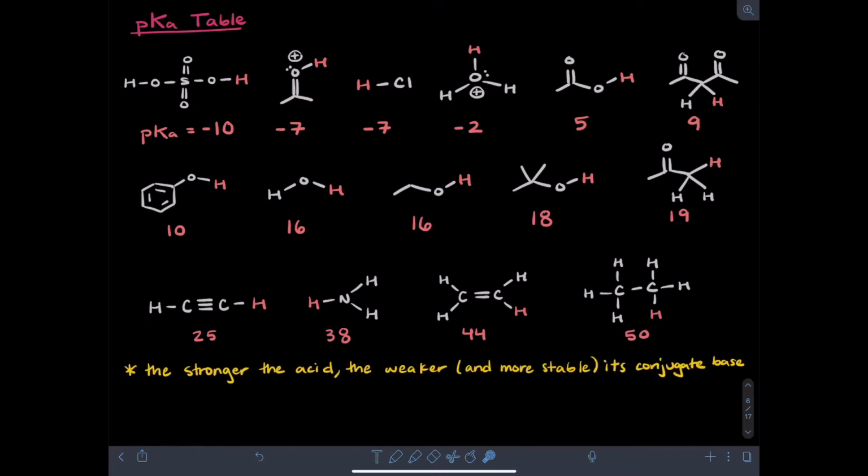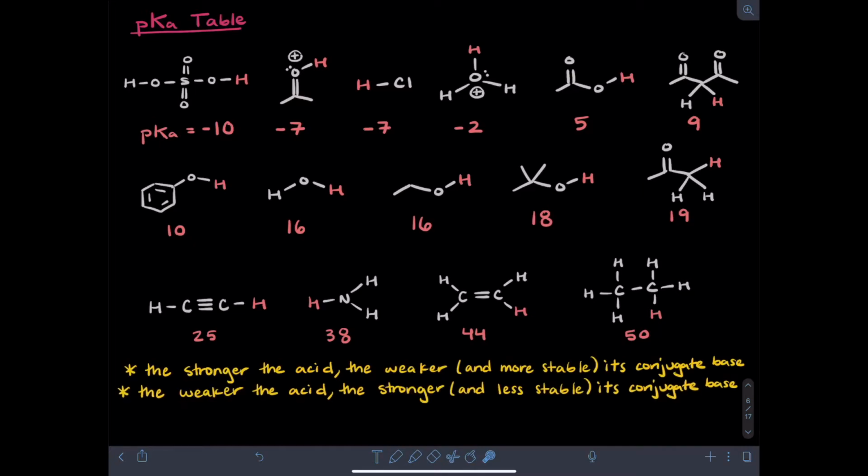One really important thing to know about an acid compared to its conjugate base is that the stronger of an acid that you have, the weaker its conjugate base, and the more stable its conjugate base. And the opposite is true as well. The weaker your starting acid is, the stronger your conjugate base will be, and the less stable that conjugate base is.